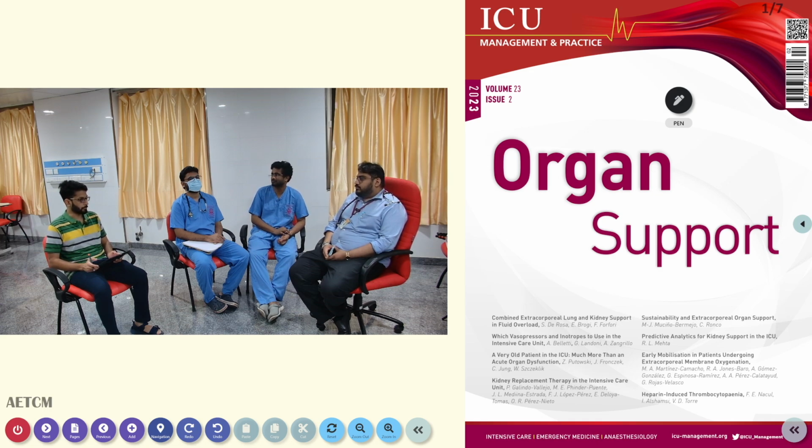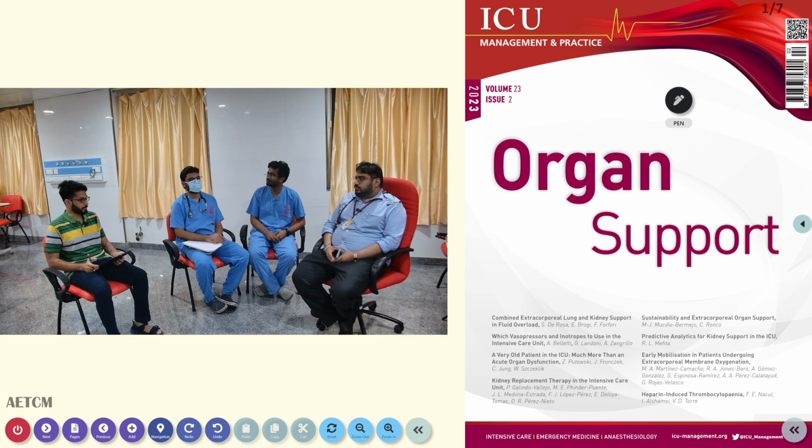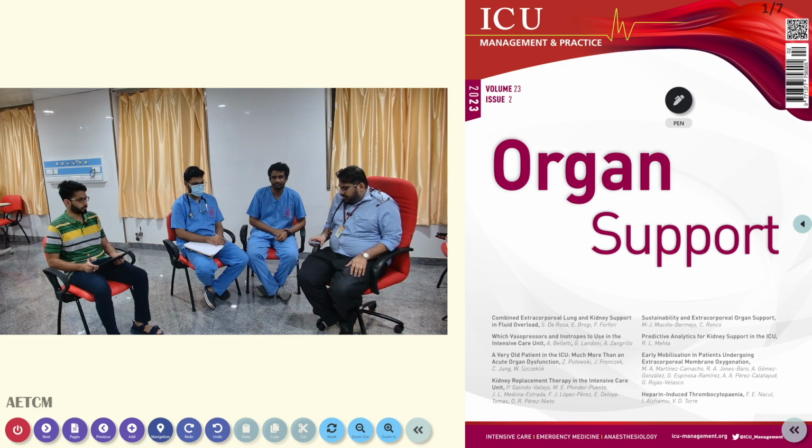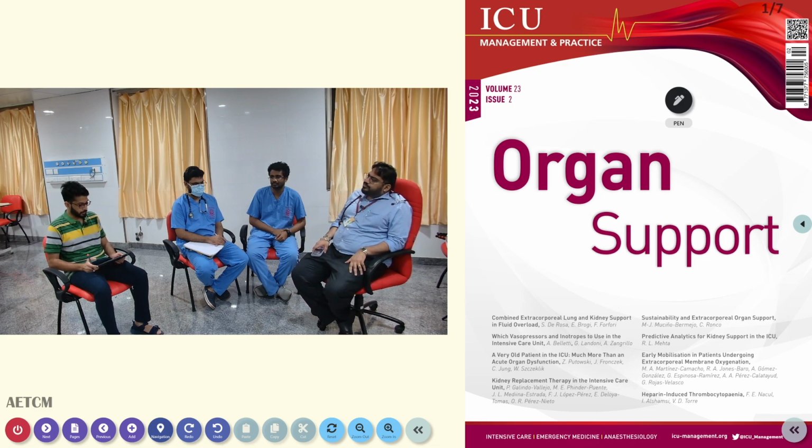All four peripheral pulses are palpable. At this point, an IV cannula was put and blood samples were taken. Next, coming to disability, the patient had full GCS, E4 V5 M6, and pupils were bilaterally reactive. On local examination, the patient had a left lower limb tense swelling.